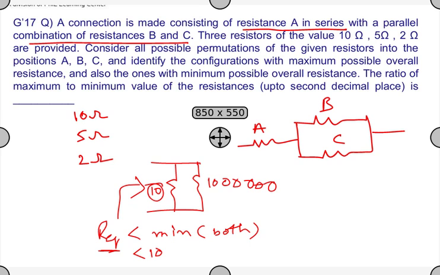If there are two resistors connected in parallel, the equivalent resistance will be less than the minimum of both the resistances. This is valid in case of parallel networks. So I hope you're taking down in your notes. This is one of the important concepts.